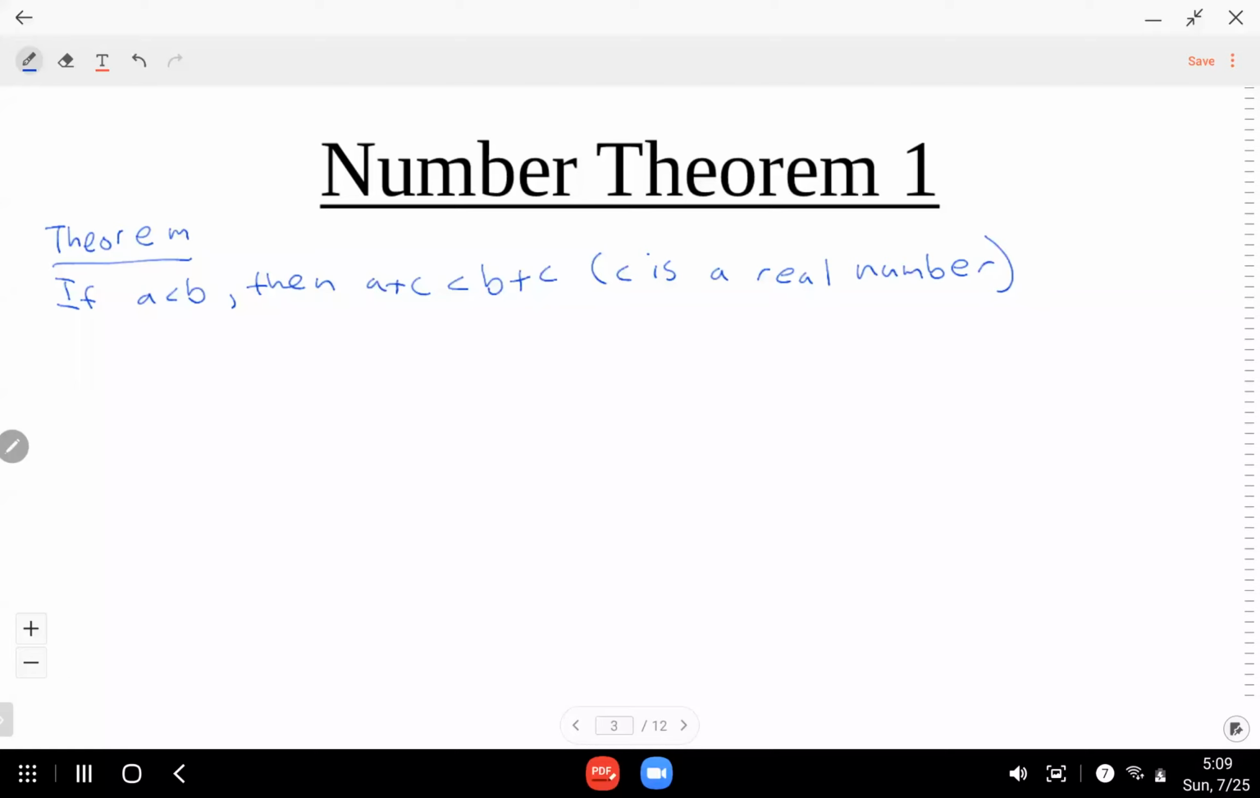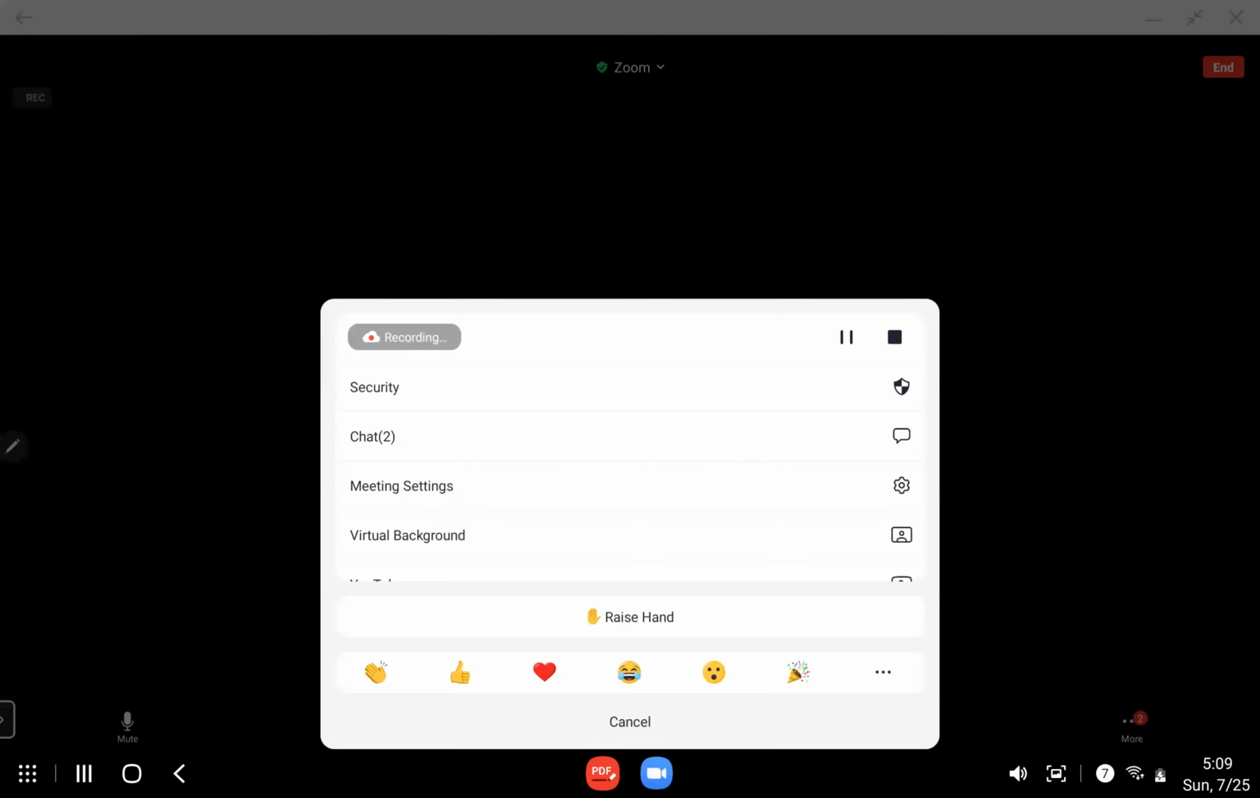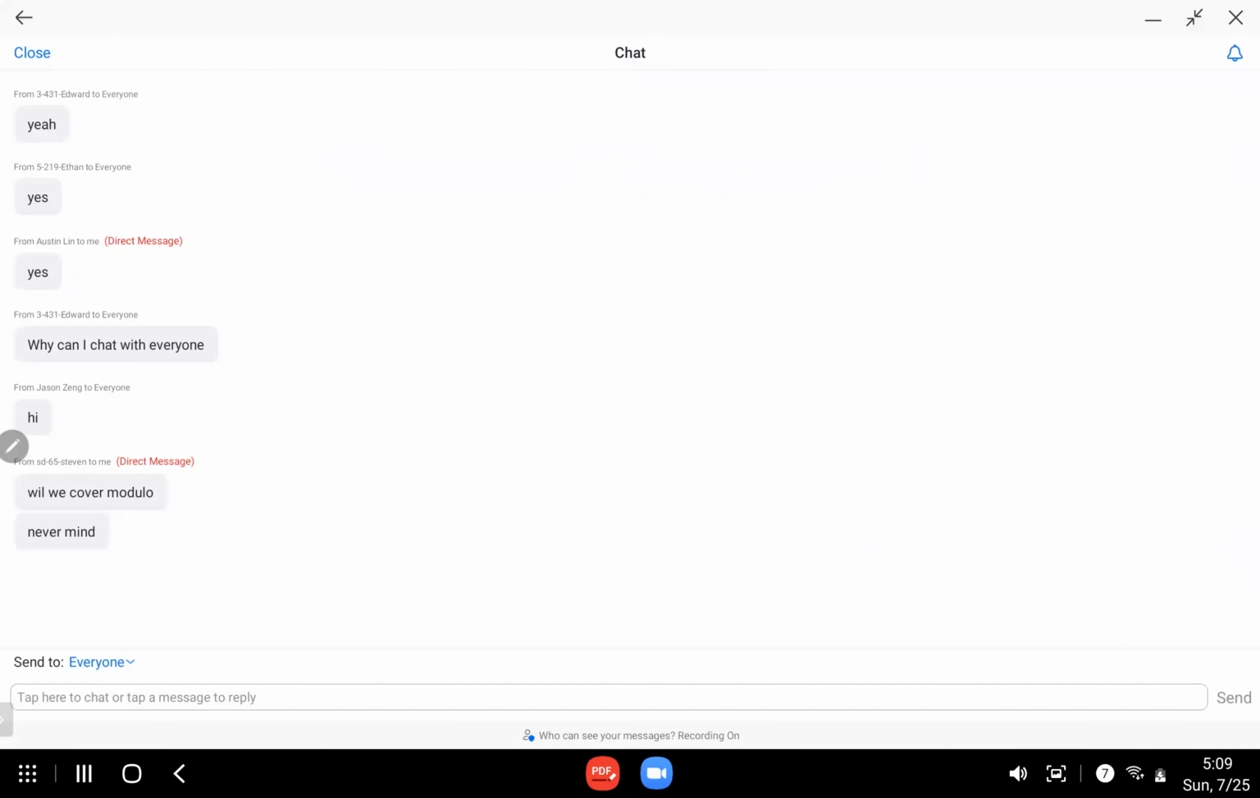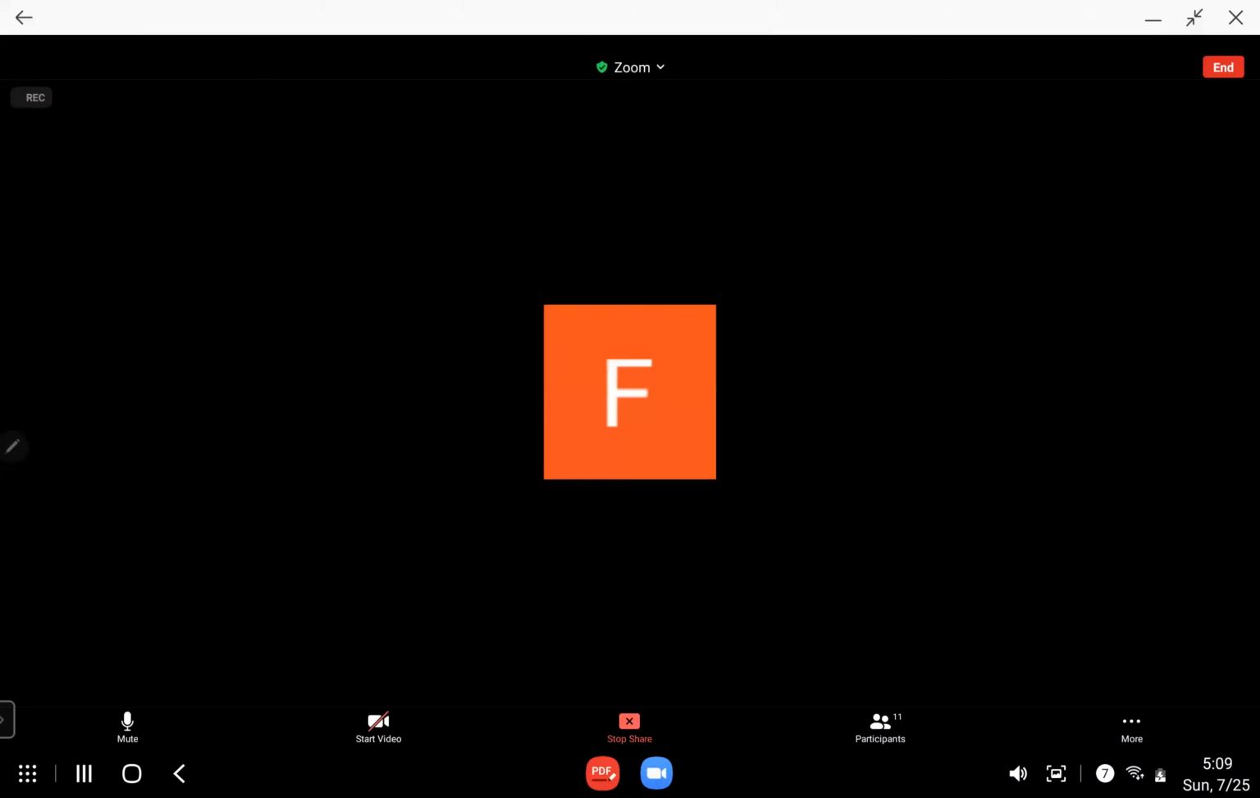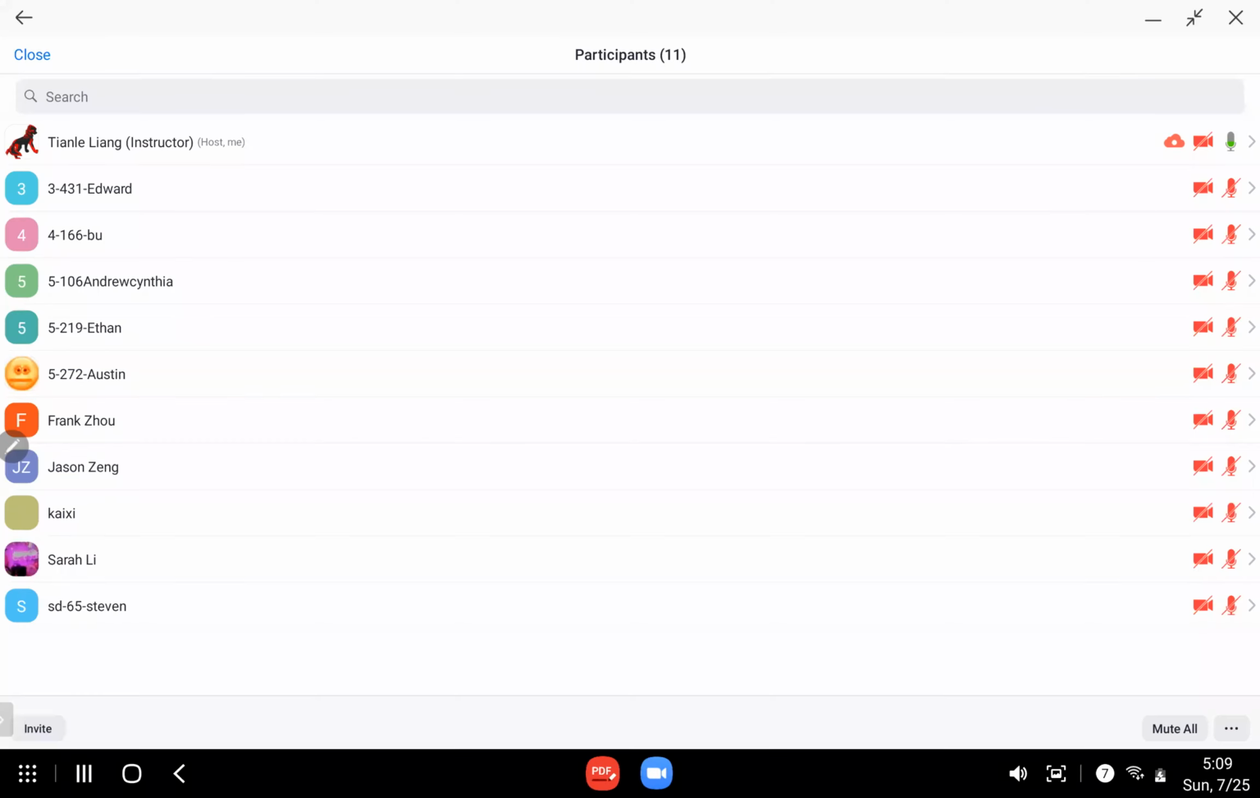But does anybody know how to prove this? Right, the proof part is very important. Okay, proof. How are we going to prove this? Does anybody have any ideas? And if you have any ideas, you can put them in the chat box. Any ideas about how to prove this? Okay. No ideas? Steven, any ideas? Edward? Do the new students have any ideas? Austin? Andrew?